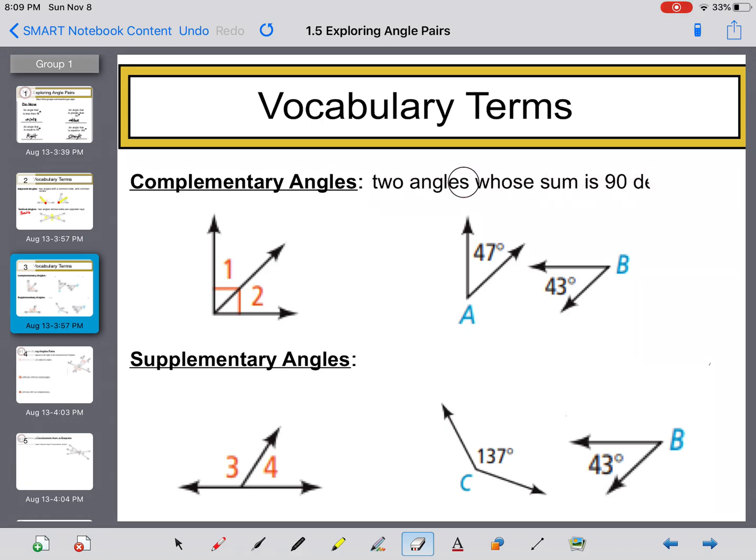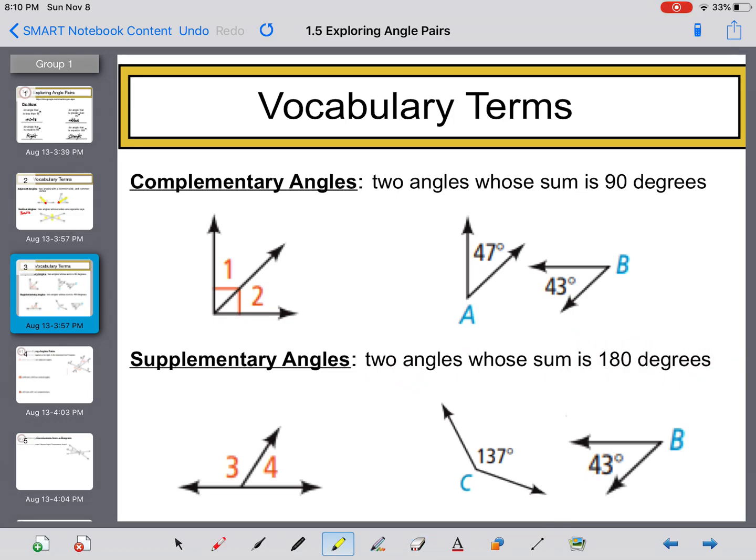Complementary angles. Complementary angles are two angles who add up to 90 degrees. Okay, they add up to 90 degrees. Supplementary angles are two angles whose sum is 180 degrees. Okay, if you notice, 180 degrees is a straight line, so angle 3 and angle 4 create a straight line. Complementary, 90 degrees makes that right angle, and you know that we have our right angle right here as shown by the box marking.